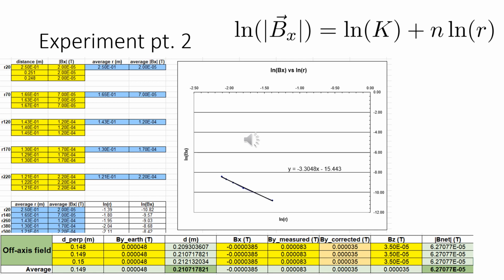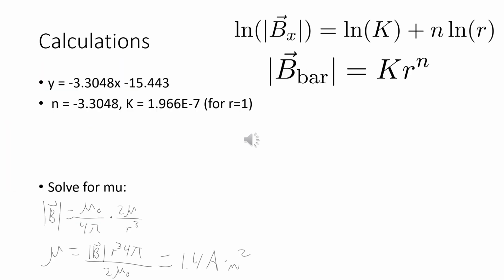And so the negative 3.3 value there, the coefficient of x, is going to be n, as the x-axis is ln of r. And therefore the negative 15.443 is just ln of k. And so using that you can get k, and we'll do that in a bit here.